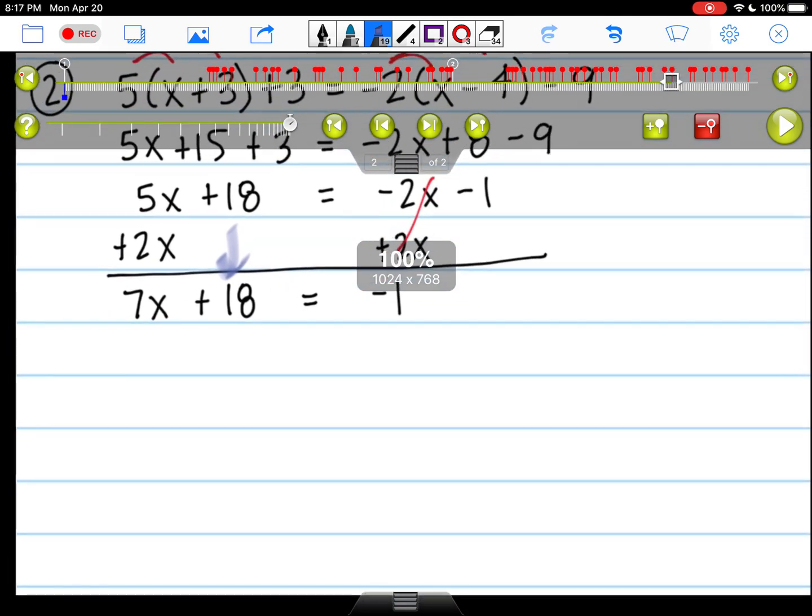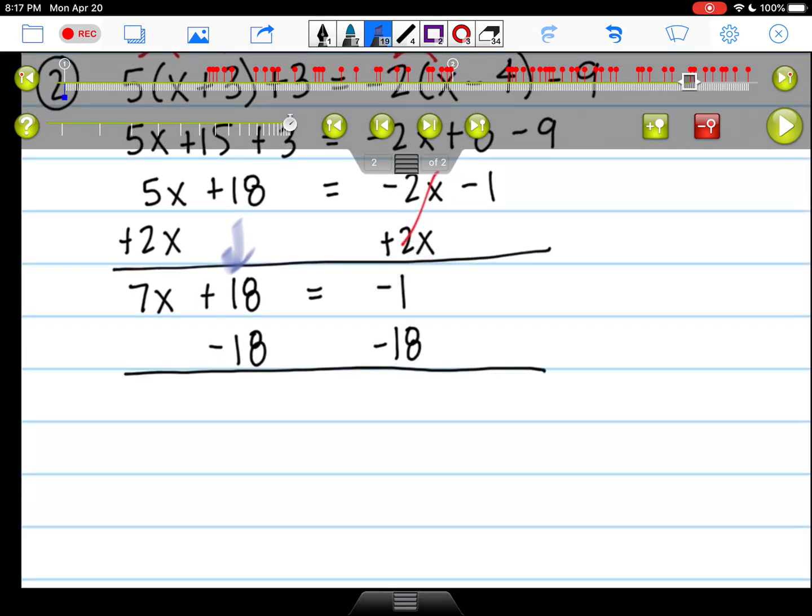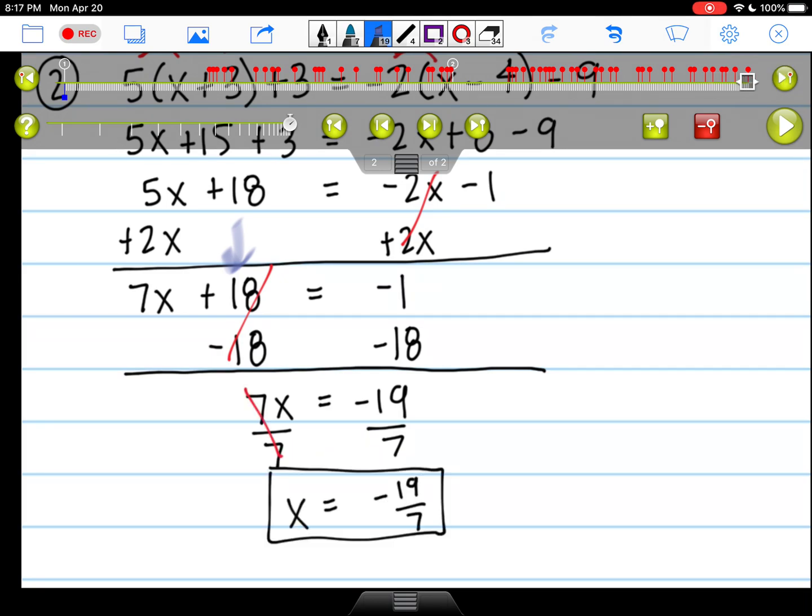Then we're going to get the x alone, so we're subtracting 18. These two are like terms, so we're going to do the opposite because we're crossing the equal sign, so minus 18. That way, these two cancel out. Positive 18 minus 18 is 0. Bring down that 7x equals negative 19, and then divide each side by 7. That cancels, and x equals negative 19 over 7.